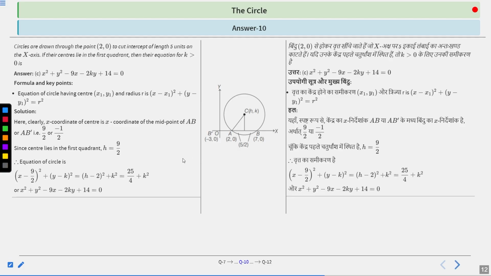Therefore, the equation of the circle will be, now we have center (9 by 2, k), and you can easily find the radius by using the center (h, k) and the point (2, 0). Clear? By using the distance formula, right? Therefore, the equation of the circle will be (x minus 9 by 2) whole square plus (y minus k) whole square is equal to (h minus 2) whole square plus k square, which is equal to 25 by 4 plus k square. Right? Therefore, the equation of the circle will be x square plus y square minus 9x minus 2ky plus 14 is equal to 0. Got it? Therefore, option C should be the right choice: x square plus y square minus 9x minus 2ky plus 14 is equal to 0. Got it? Okay, let's move to the next question.